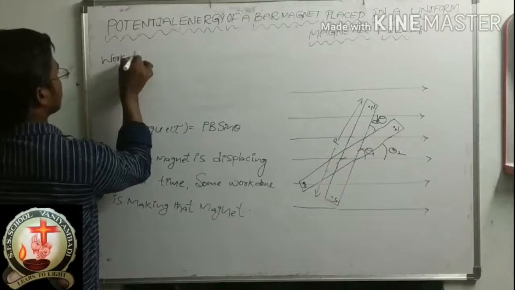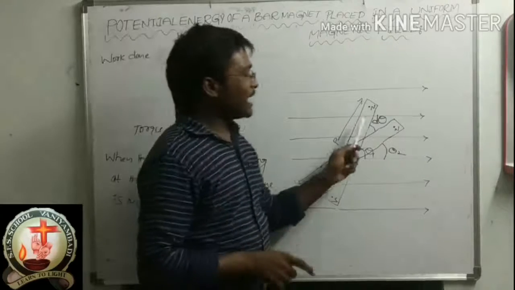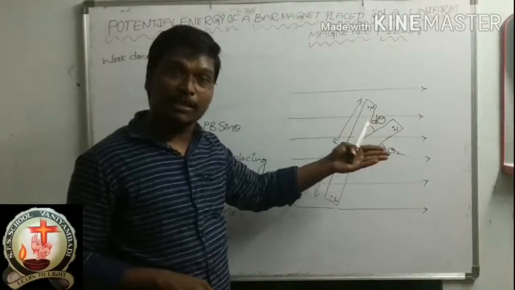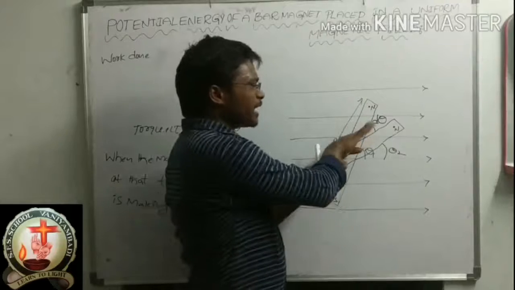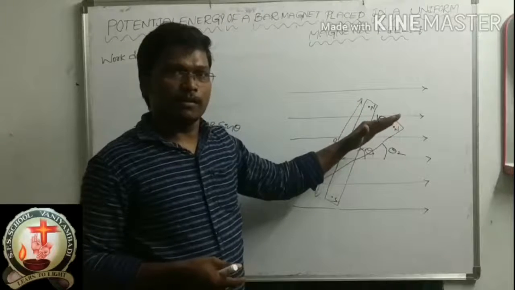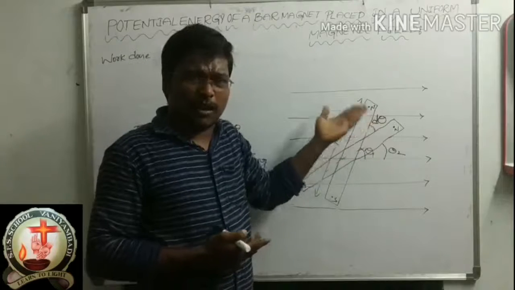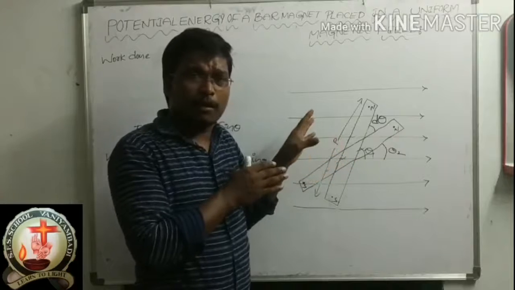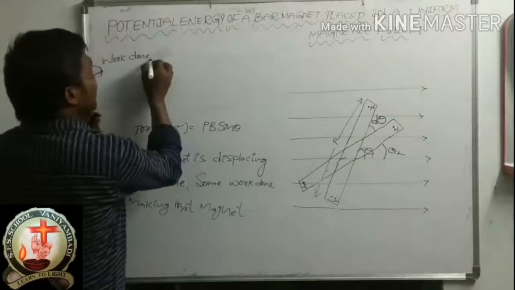Work done, W. Sorry. Here, how much is the magnet displaced? d theta. It's not a displacement actually, it is a small displacement. How much is it rotated like this? Small only, no? If it is displaced by a small amount, then only a small work is done. The magnet does only a small amount of work. That small amount of work done I am indicating as dW.